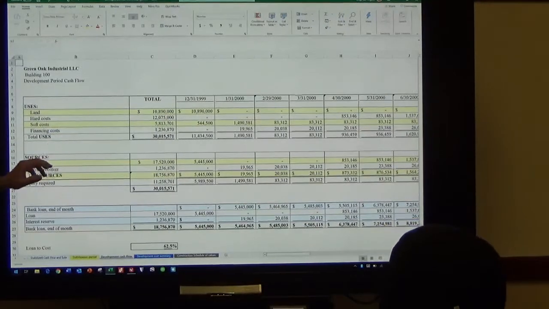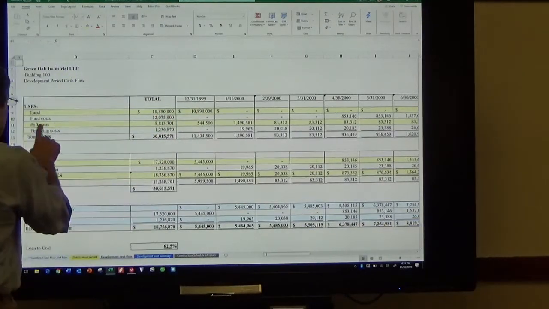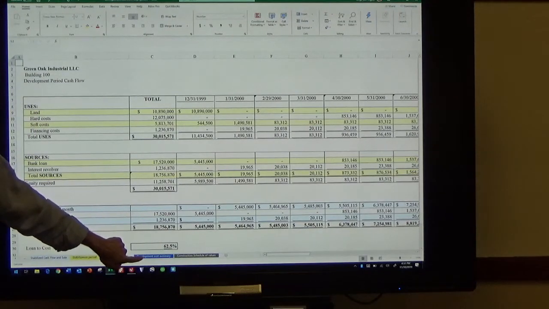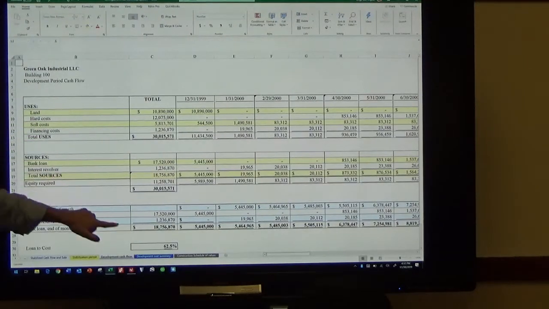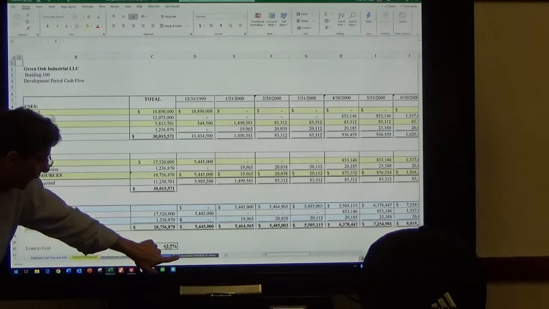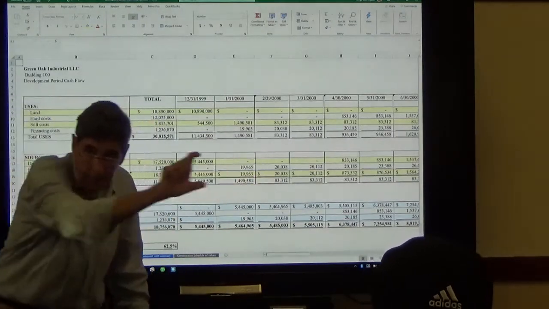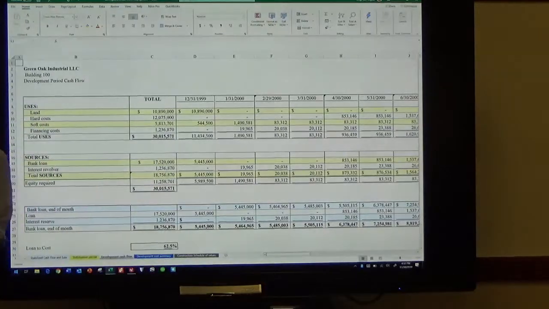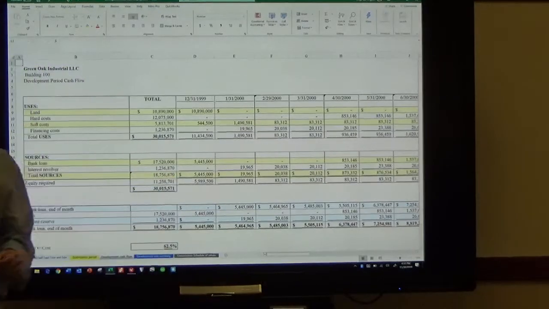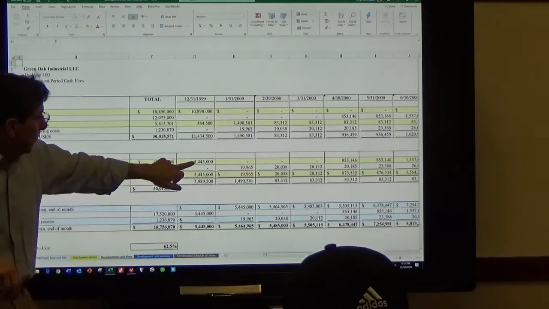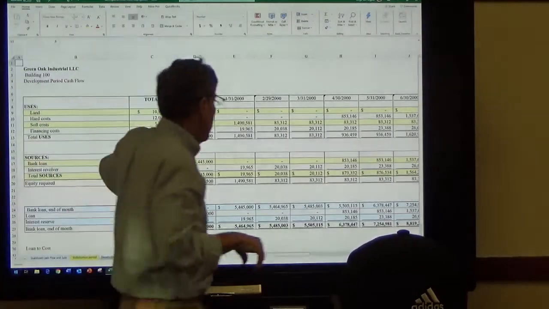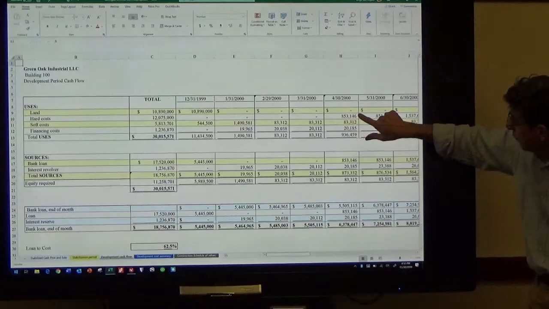Where do these numbers come from? The land and the soft costs come from the development cost summary. I just spread it out. The hard costs come from the development cost summary multiplied by the timeline which the contractor gave me, because I'm not using his dollars, I'm using his dollars plus the contingency. What are my sources? My bank loan. My bank loan is going to pay for 50% of my land and all of my construction costs.